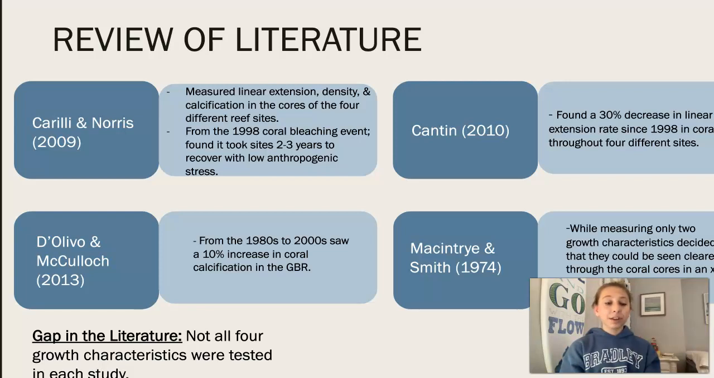De'ath and McCulloch, 2013, from the 1980s to 2000 saw a 10% increase in coral calcification in the Great Barrier Reef. McIntyre and Smith, 1974, while measuring only two growth characteristics, decided that they could be seen clearer through the coral cores in an X-ray. The gap in literature is that not all four growth characteristics were tested in each study. However, in the 2010 study, when this article was published, they used all four growth characteristics, which makes the study special.